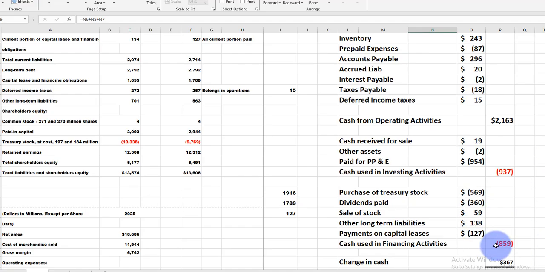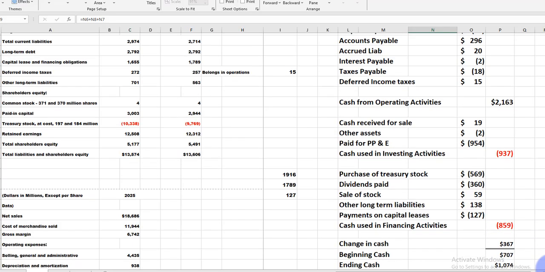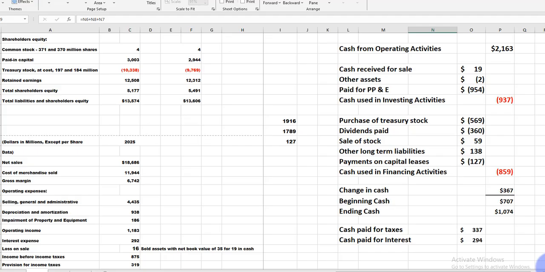So add those up, we get a cash used in financing. We check ourselves, we take cash from operating, cash used in investing, cash used in financing. All right, and we get 367 changing cash. And then we do this little reconciliation, often done, where we take the changing cash, we take our beginning cash from the balance sheet, 707, add those together and get ending cash, just to prove that we have done our job and explain the changing cash.